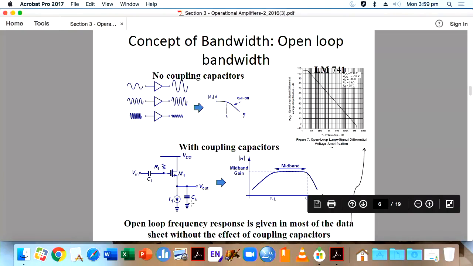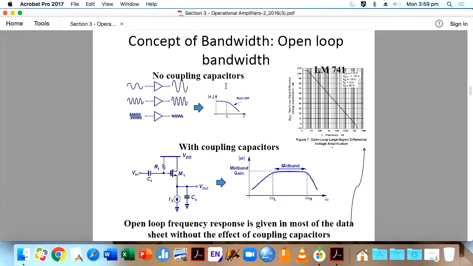If you don't have these capacitors, usually when you characterize the amplifier, you will be seeing something like this in the open loop. Once they have fabricated the operational amplifier, they plot a gain versus frequency response curve. They do it in the open loop mode, not in the closed loop mode, and then they will find something like this.